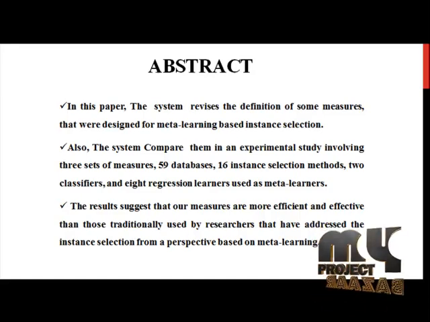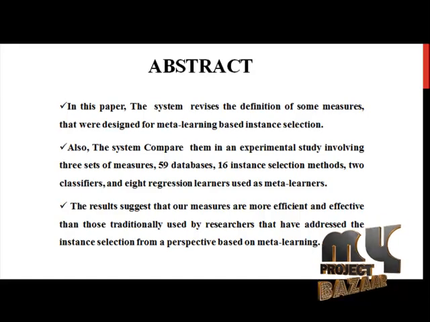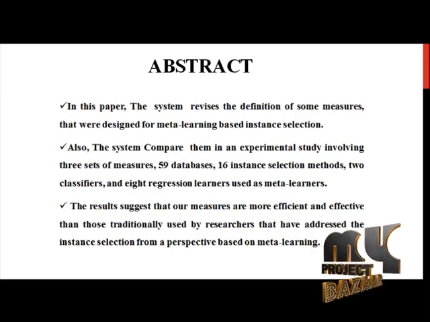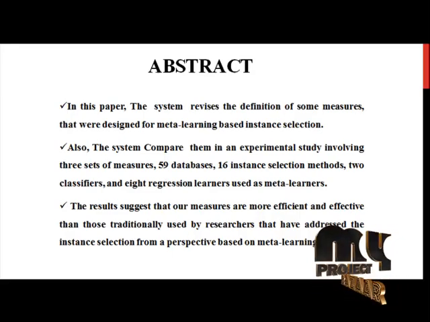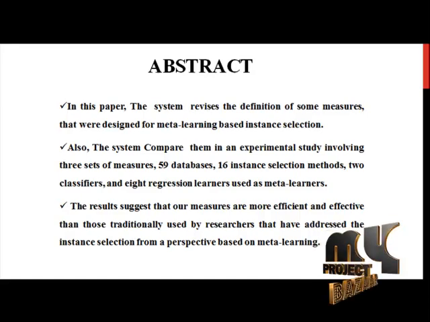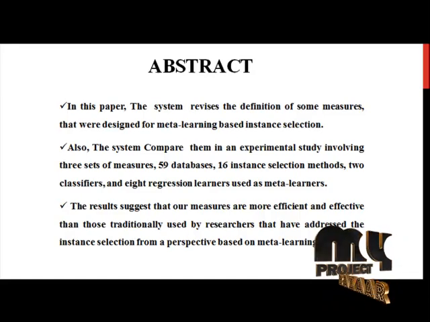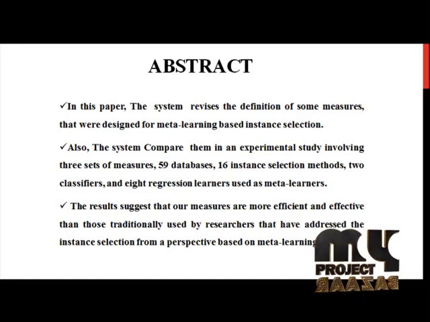Also, we assess them in an experimental study involving their set of measures, 59 databases, 16 instance selection methods, 2 classifiers, and 8 regression learners used as meta-learners. The result suggests that our measures are more efficient and effective than those traditionally used by researchers that have addressed instance selection from a perspective based on meta-learning.